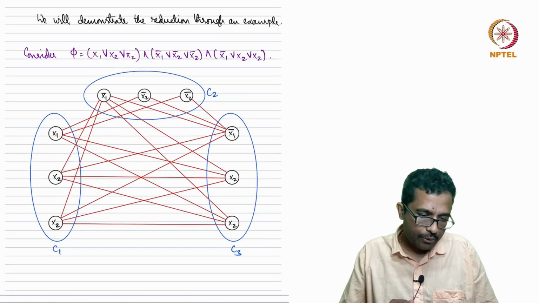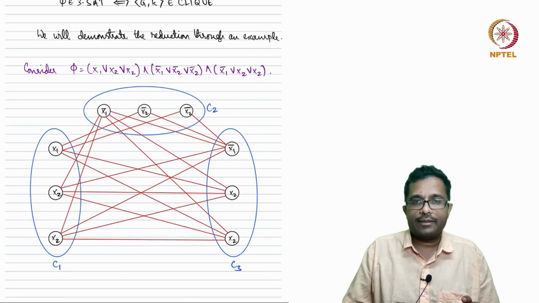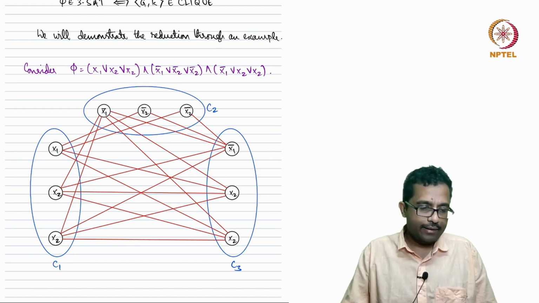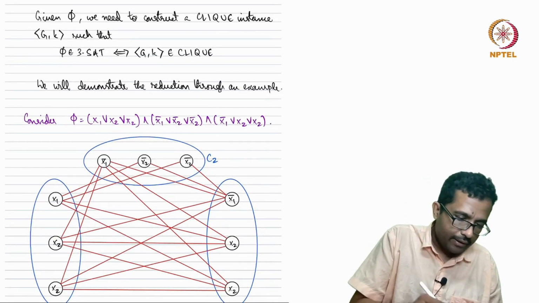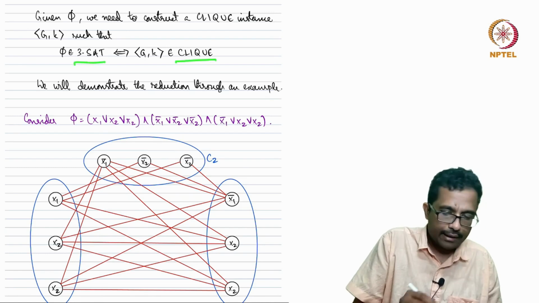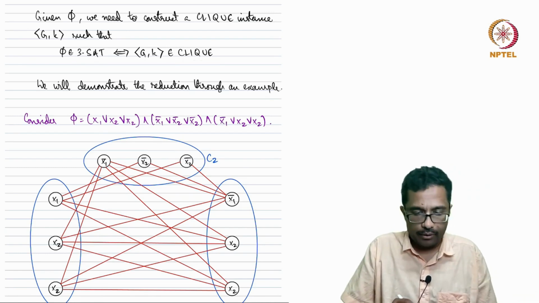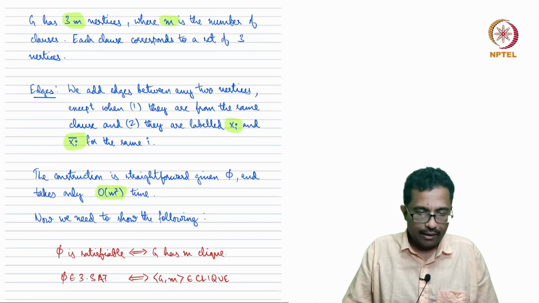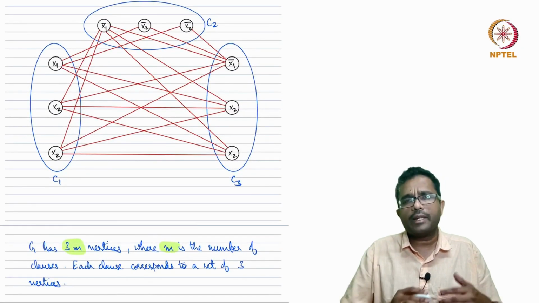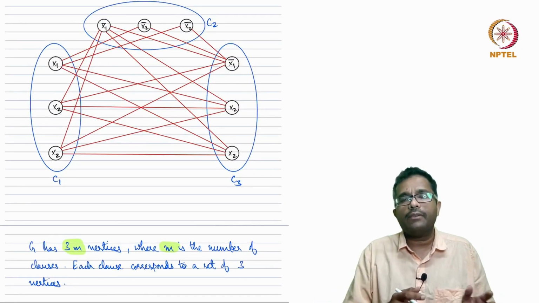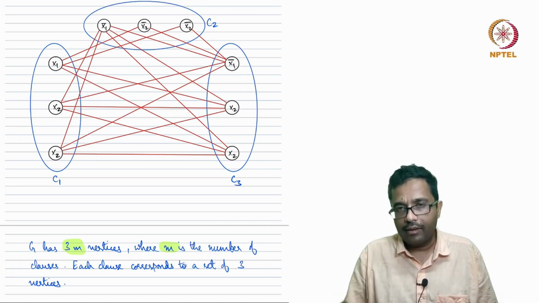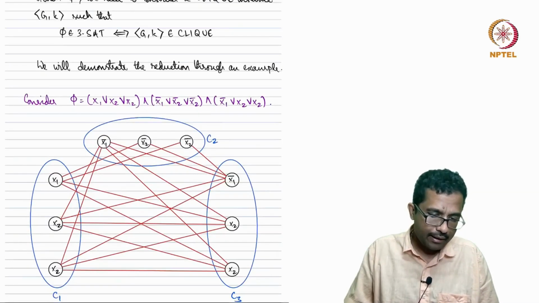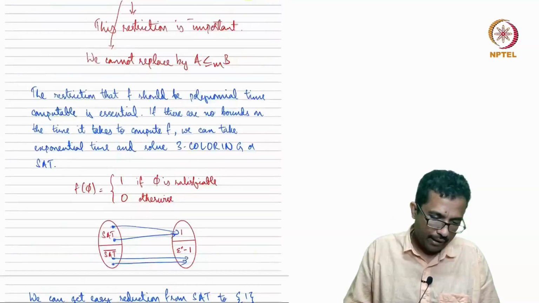So like in any reduction, we have to show two things. One is that given the instance, so in this case, given the 3-SAT instance, we have to produce a clique instance in polynomial time. That is already shown because I said the construction is straightforward, and I explained the construction. So given the formula, we can easily produce the graph.